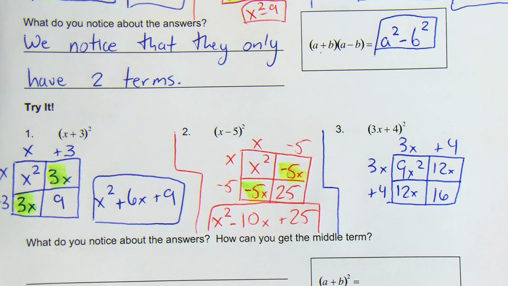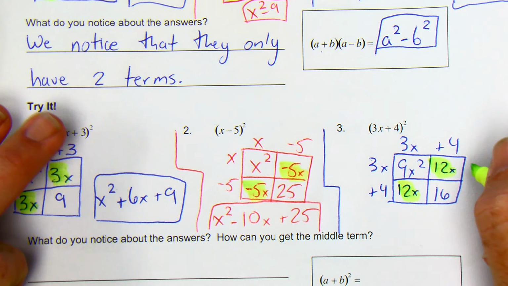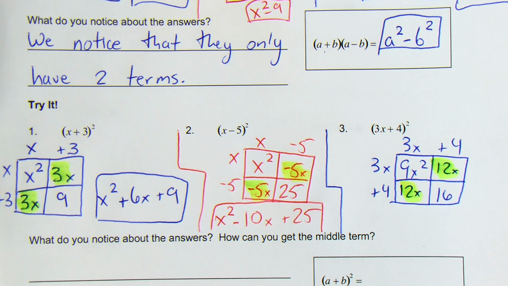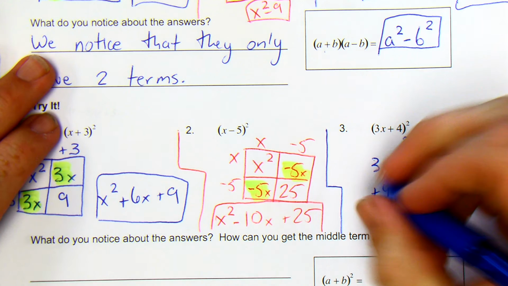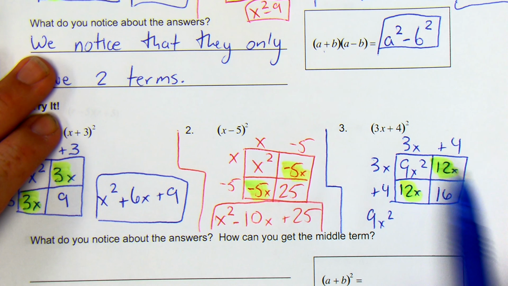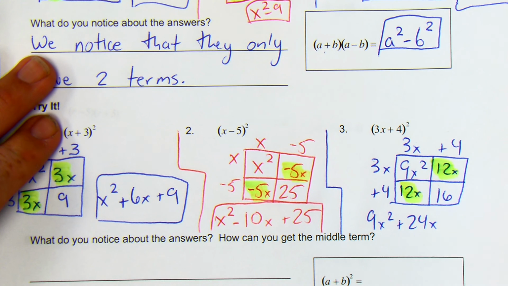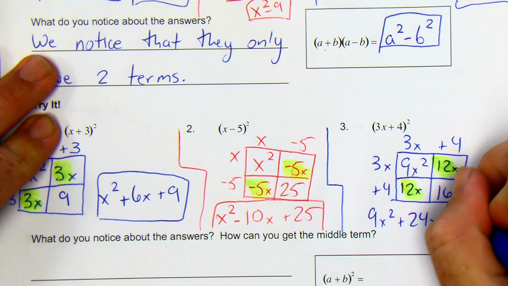I'm going to highlight my diagonals so I know where I'm combining. I have a positive 12x and another positive 12x. So when I combine, I will get 9x squared first, right? Then 12x plus 12x is 24x. And then last but not least, I have plus 16.